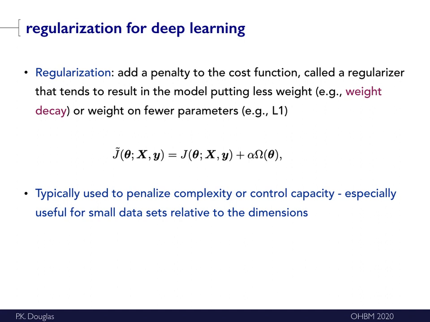Lastly, regularization can be particularly helpful when training sets are small, which is generally the case in neuroimaging considering the high dimensionality of the data. Classic techniques such as weight decay that you learned about earlier in this session also work well in the deep learning session. So in this case, a penalty term is added to the cost function. This can result in the model putting weight on fewer of the features, depending on the selected penalty term.